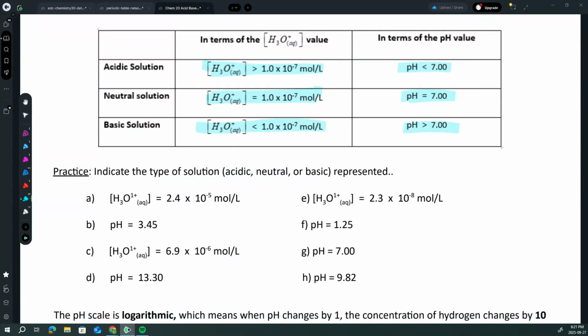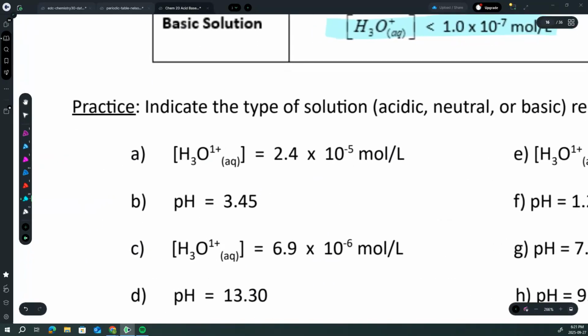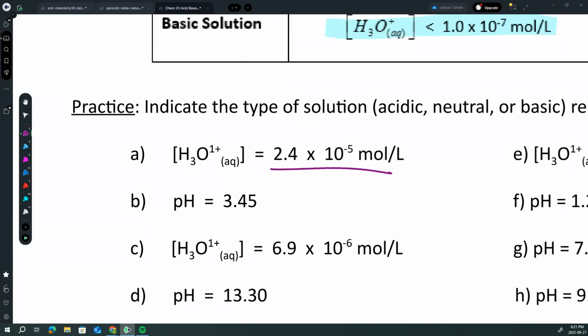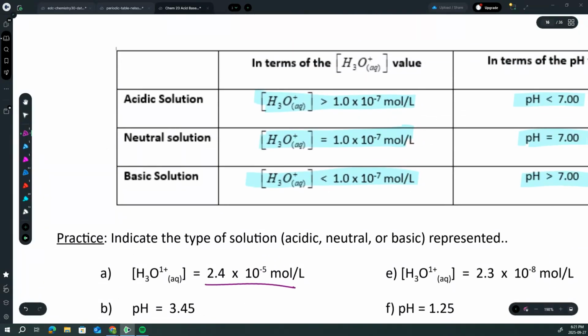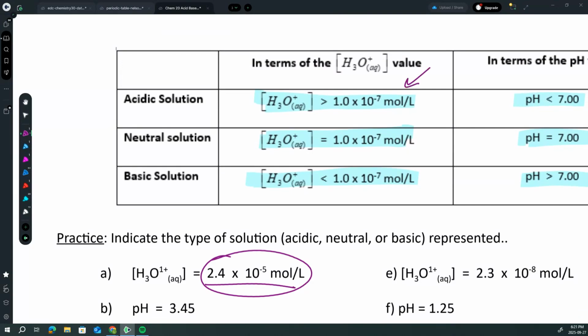So here we've got some practice. I'm just going to do the first two here. We've got a hydronium ion concentration of 2.4 times 10 to the negative 5. We need to decide, is this number bigger or smaller than 1 times 10 to the negative 7, to figure out if it's acidic or basic, because we know it's not going to be neutral since it's not exactly this number.